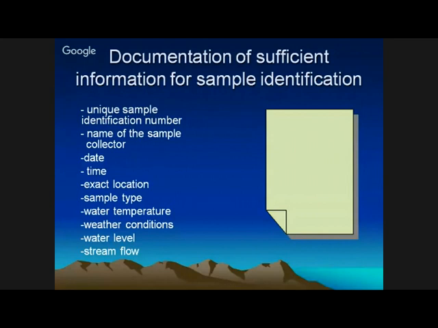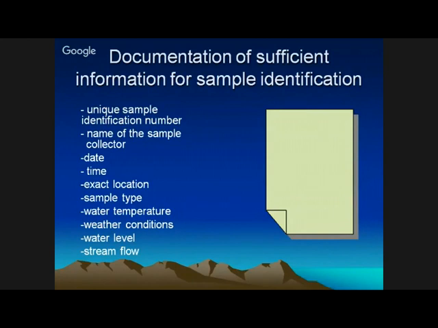So one is the unique sample identification number. You have to put some number, some code on that sample. This is the first step. And the name of the sample collector, who has collected the sample, should be there. Third is the date and time, at what time you have collected, whether in the morning, evening, or afternoon. Exact location is very important. You have to identify from where you have collected the samples. And then the temperature, because you have to record some of the parameters in the field: pH, temperature, DO. You have to analyze them in the field, and they should be indicated on this sampling sheet.